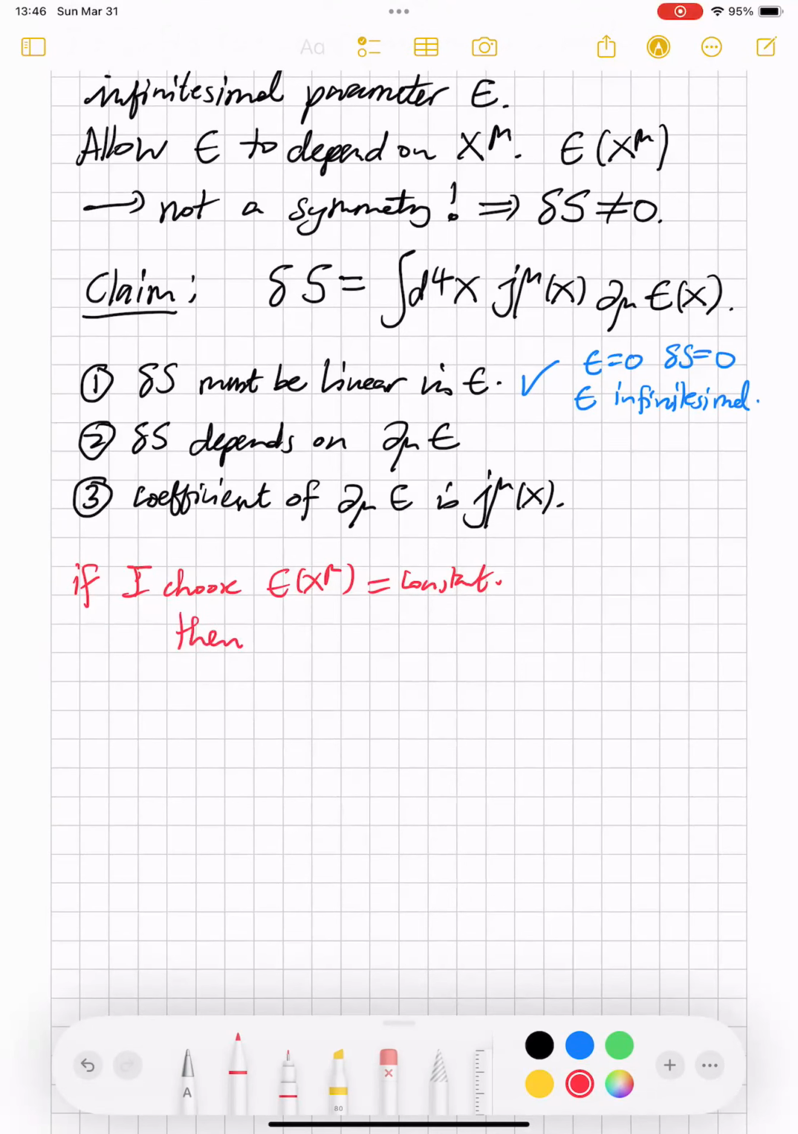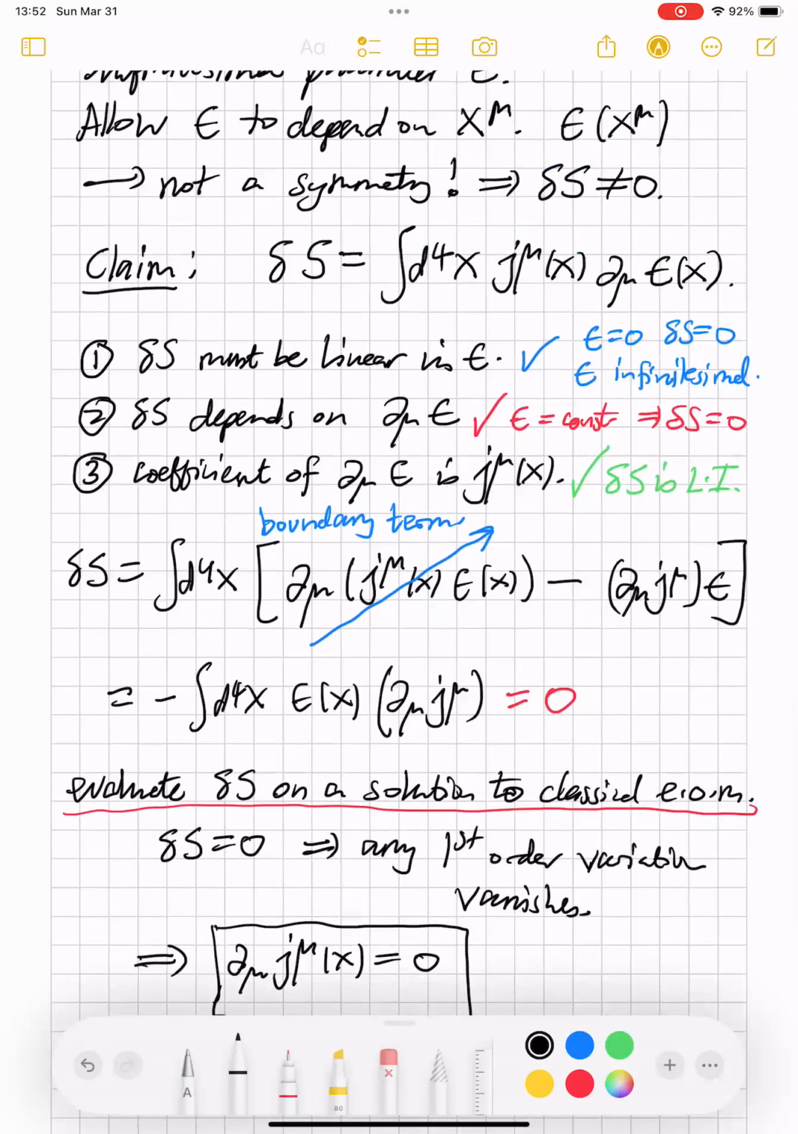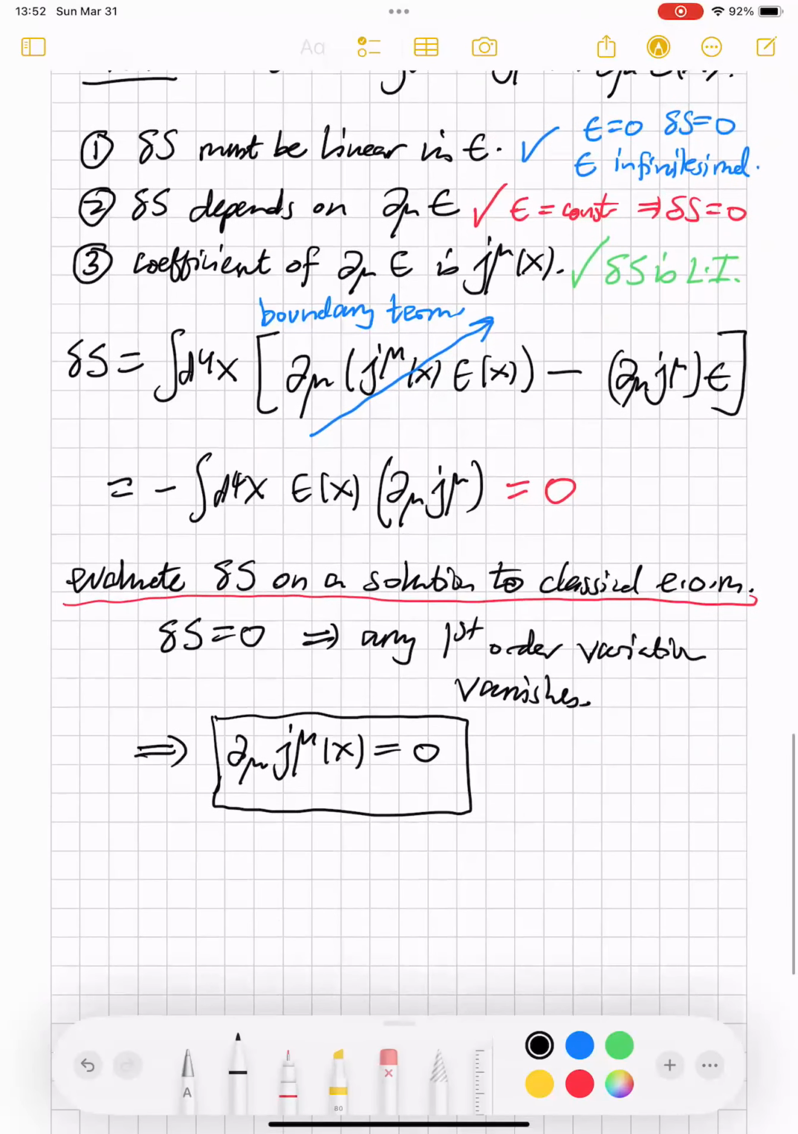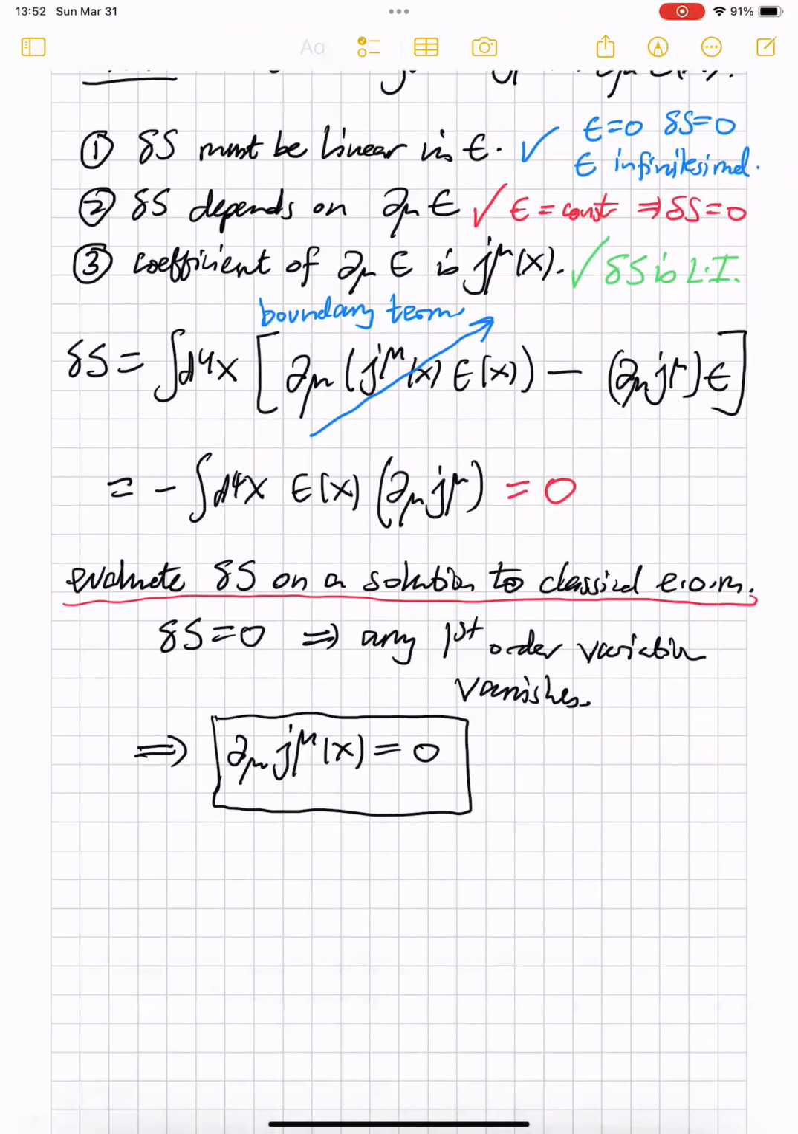And where did we use the fact that it's a symmetry? Well, in proving this form for delta S, we crucially use the fact that we have a symmetry. And then in proving that delta S is 0, we use the fact that we have a solution to the classical equations of motion. So again, this equation only holds if we have a symmetry and only when evaluated on a solution to the classical equations of motion. Great. We'll continue in a moment.